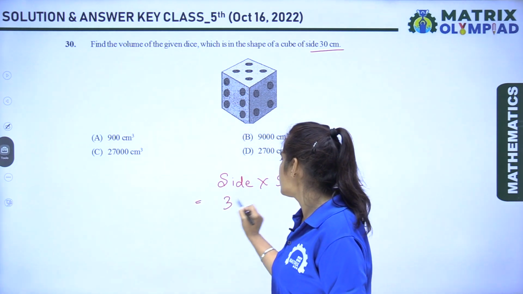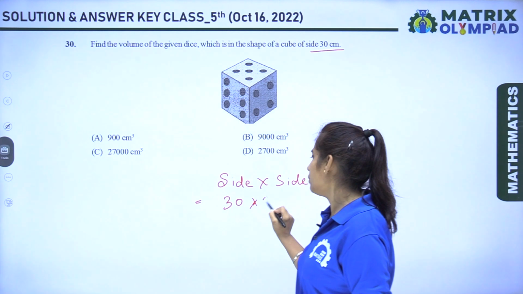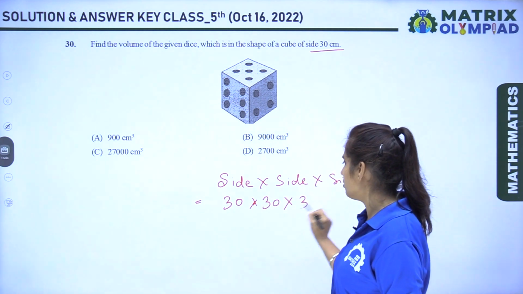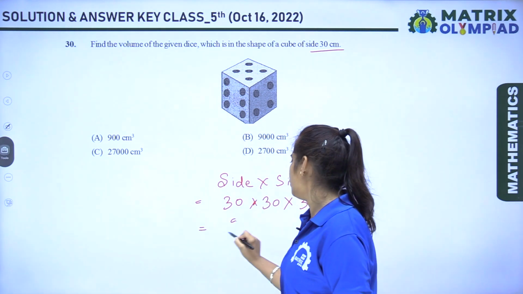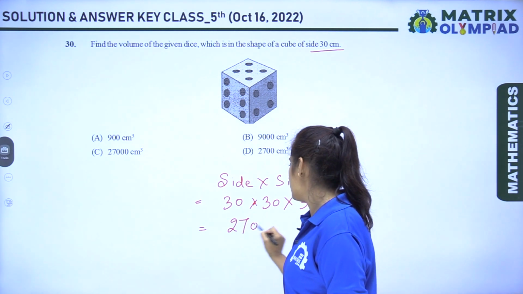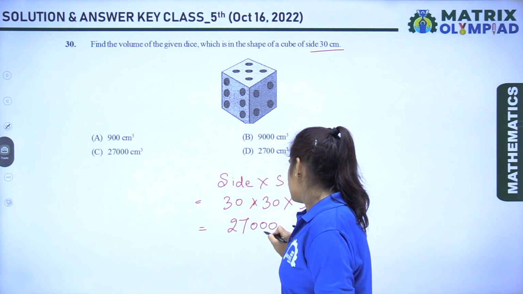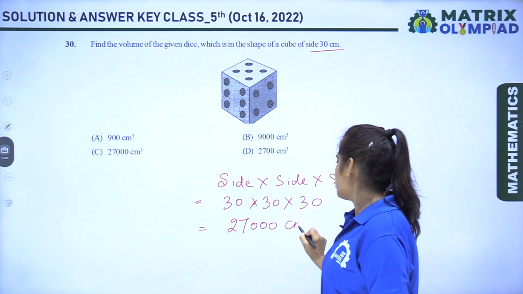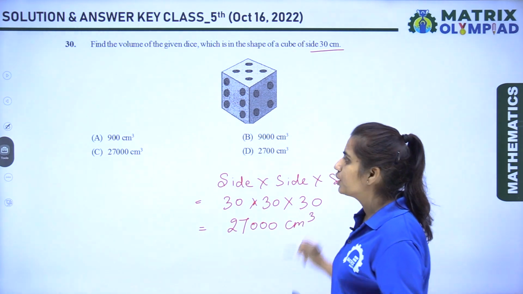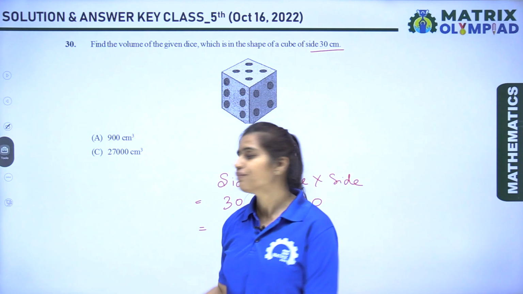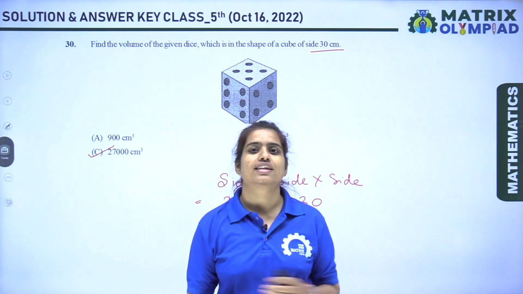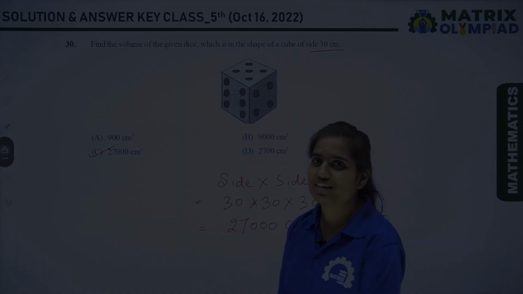So here side is 30. So we have to multiply 30 multiply by 30 multiply by 30. And here we get 27,000 centimeter cube. So according to the question, we are having option C, the correct answer.